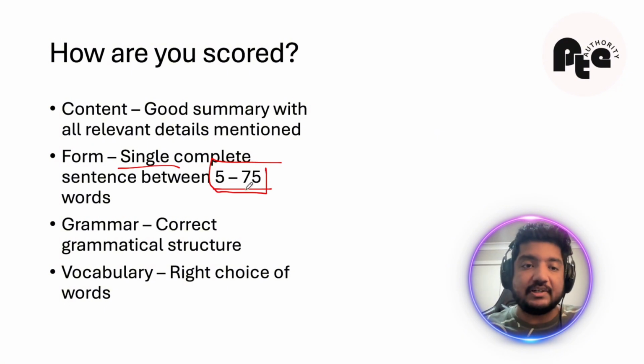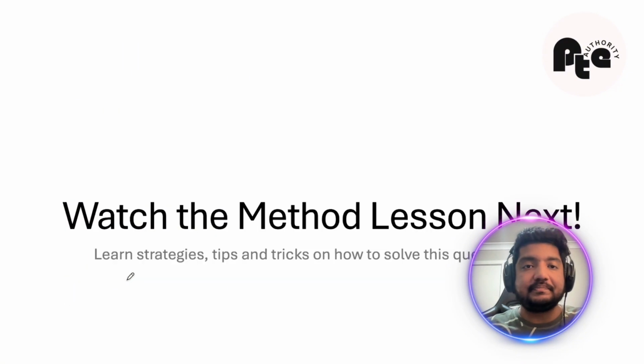The third criteria, which is grammar, correct grammatical structure. So as long as you don't make any grammar mistakes, you're good. And number 4, vocabulary, choosing the right words for the message that you're trying to convey. It's very important. So choose the right words. Your vocabulary is the 4th scoring criteria.